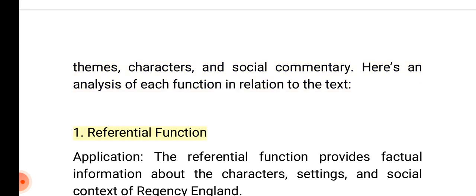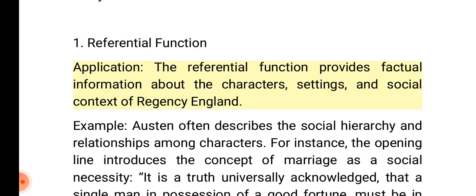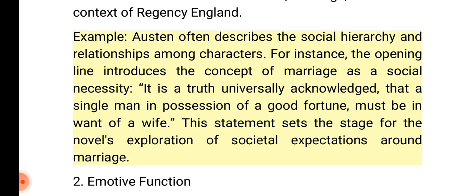1. Referential function. Application. The referential function provides factual information about the characters, settings, and social context of Regency England. Example: Austen often describes the social hierarchy and relationships among characters. For instance, the opening line introduces the concept of marriage as a social necessity. "It is a truth universally acknowledged, that a single man in possession of a good fortune must be in want of a wife." This statement sets the stage for the novel's exploration of societal expectations around marriage.